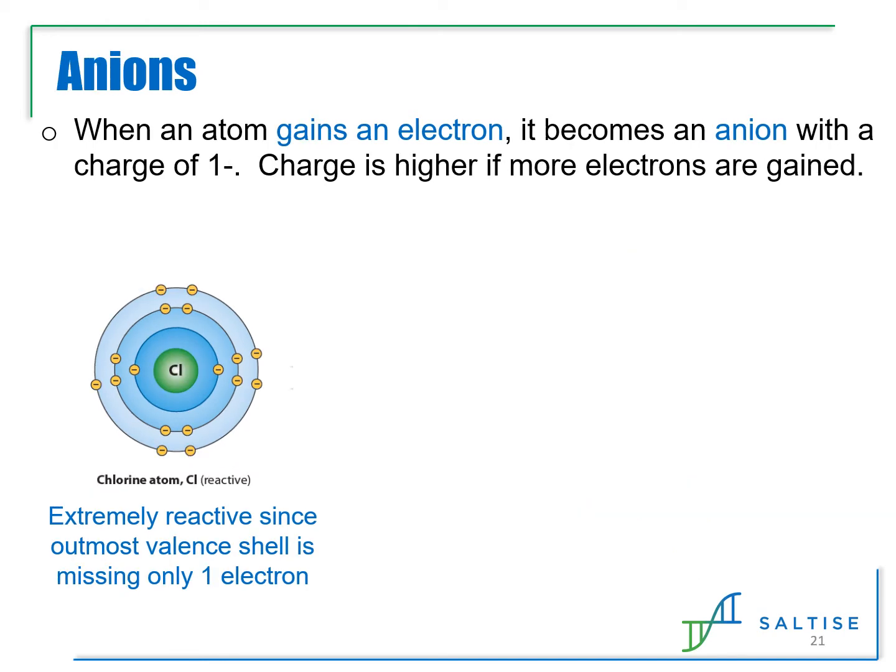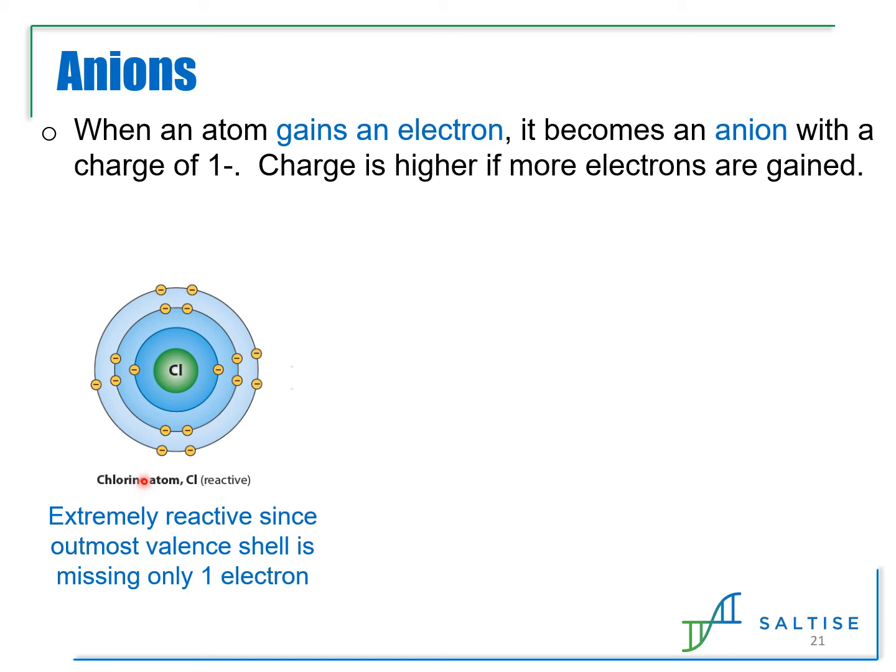When an atom gains electrons, an anion is formed, and it'll have a negative charge because there will be more electrons than protons. Each electron gained will result in an increase in the negative charge of the ion. Here we have a chlorine atom. It's a nonmetal. It has 17 protons and 17 electrons.